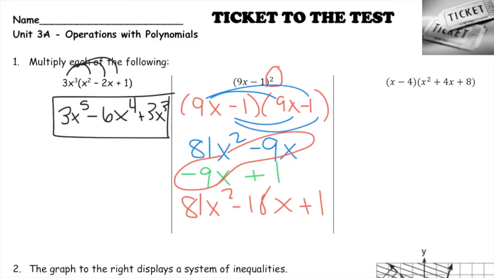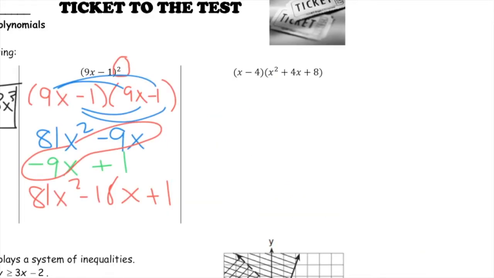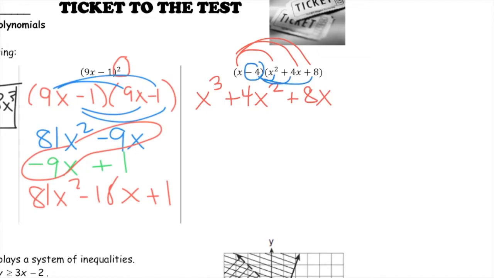All right, next. This is a classic binomial times a trinomial. So we're going to do double distribution. The x needs to be multiplied by everything in the second parentheses. So this is x times x squared is x cubed plus 4x squared plus 8x. That's your first product. Now you're going to distribute a negative 4 to everything in the second parentheses.